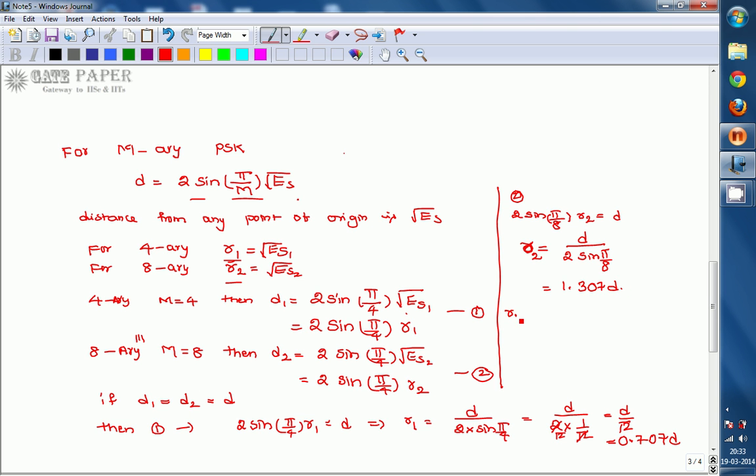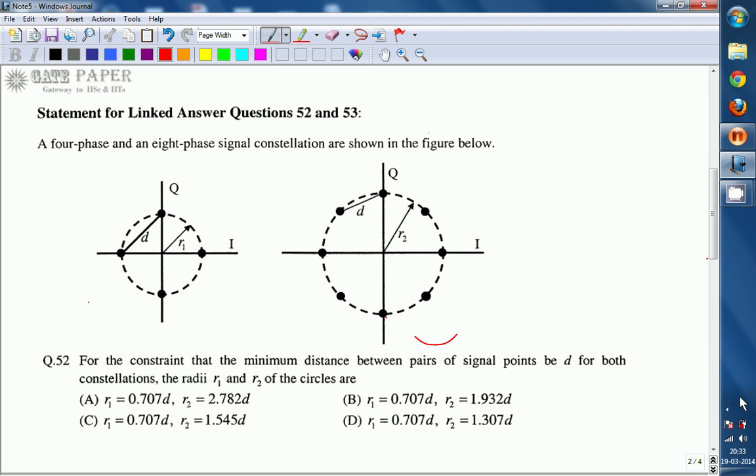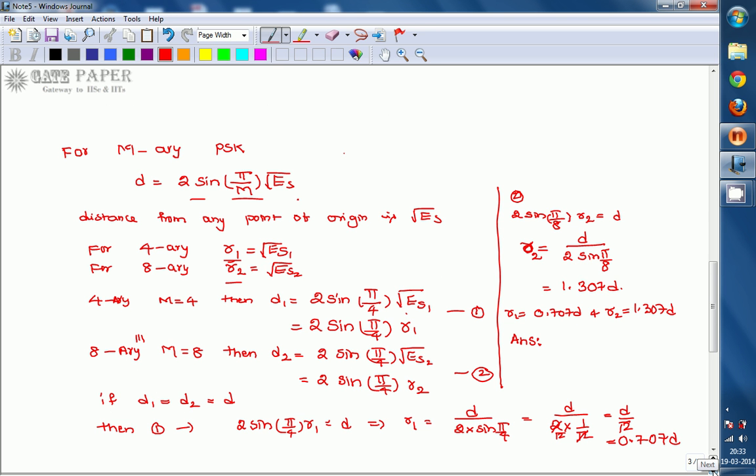Now the answers are R1 equal to 0.707 d and R2 equal to 1.307 d. Finally, the correct option is D: R1 is 0.707 d and R2 is 1.307 d. Okay, this is the solution for the first question about the linked question.